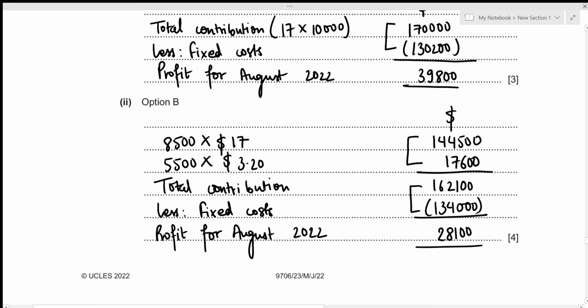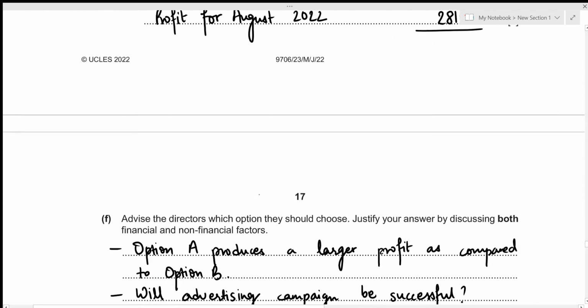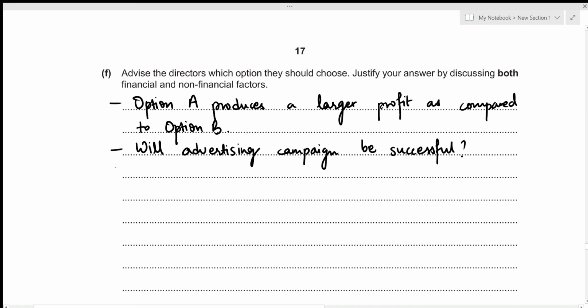Similarly, for option B, we are told to store 5,500 units in a warehouse, right? But what if the goods deteriorate in the warehouse? We do not know that. So we can question that as well. Will goods deteriorate while stored?